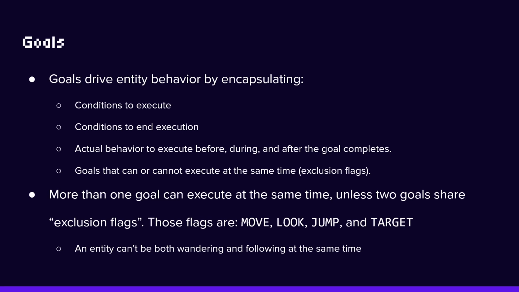You get the conditions required to execute, the conditions required to end its execution of the goal, the actual behavior to execute during, before, and after the goal, and then any exclusions with other goals. So they have these exclusion flags: move, look, jump, and target. So you can only have one goal with each type of exclusion flag at the same time. Because you can't be both wandering and following something at the same time. It's just not possible. You'd be very conflicted. So those are exclusion flags.